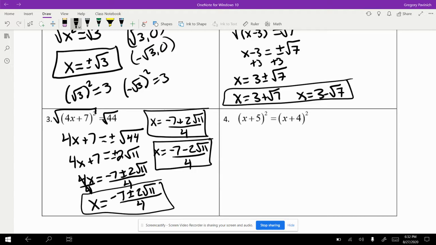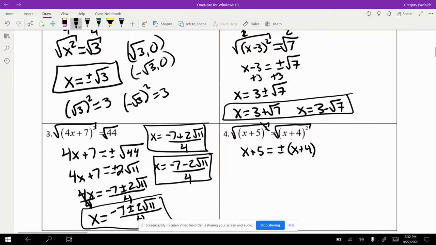Okay, next one, 4. Here's that extra spicy one everybody was saying that they need to see on their INB. That's about as hard as they get. You're going to square root both sides to get rid of the square. And this cancels the square. Get x plus 5 is equal to plus or minus x plus 4.